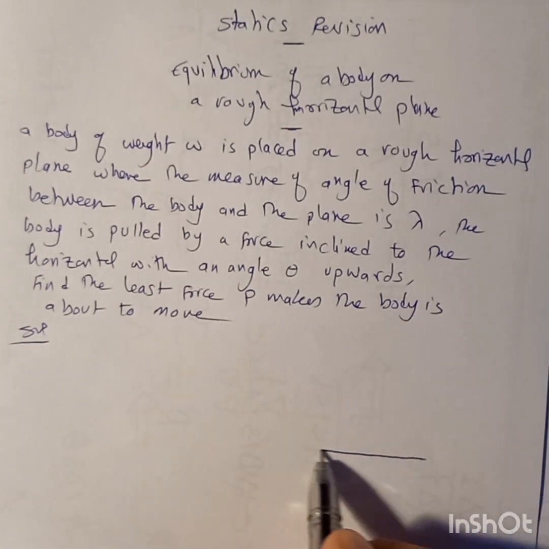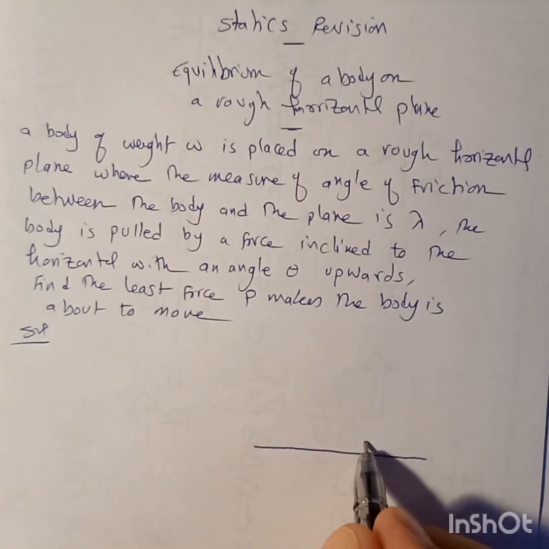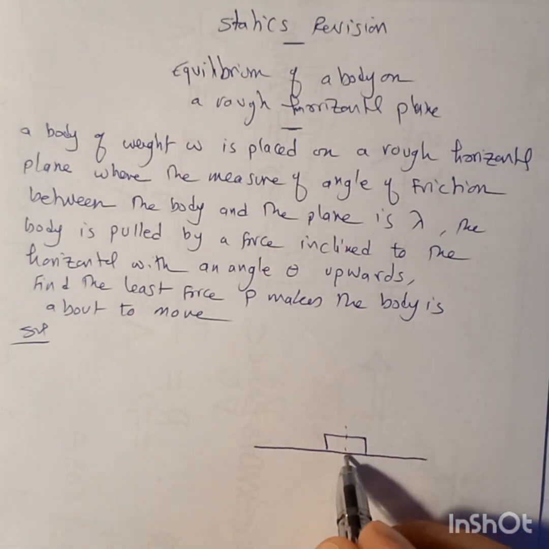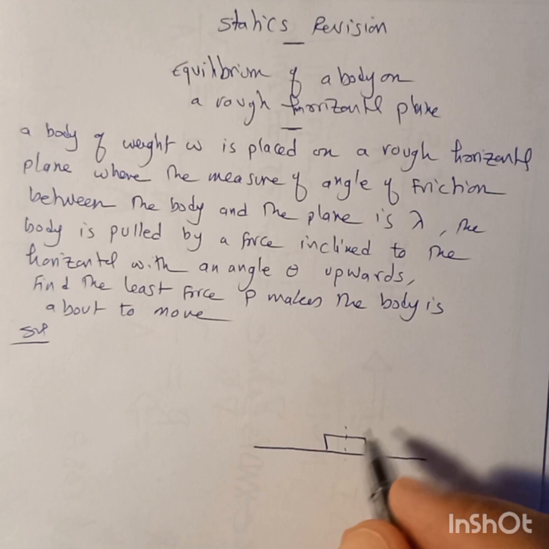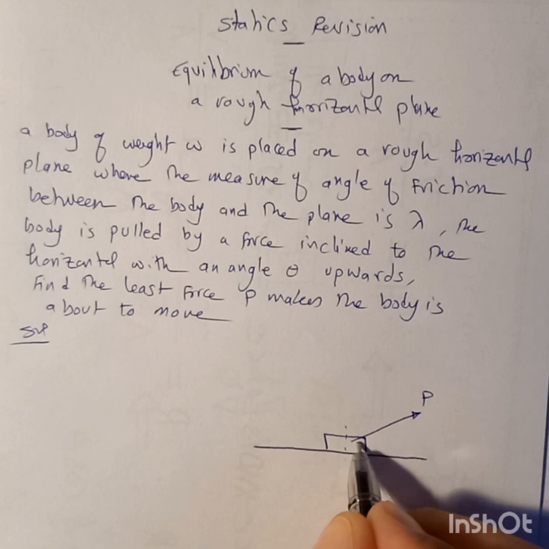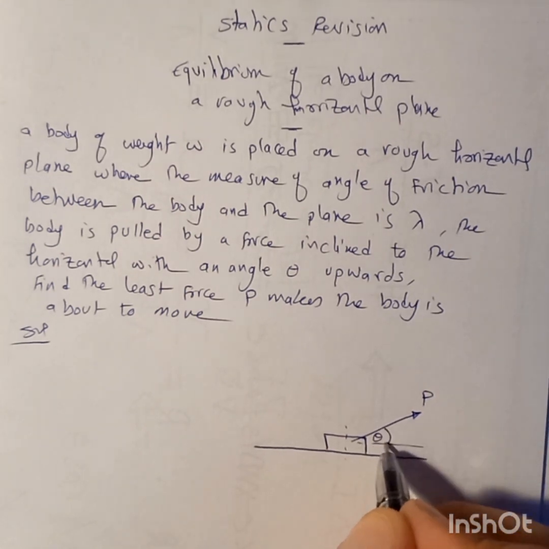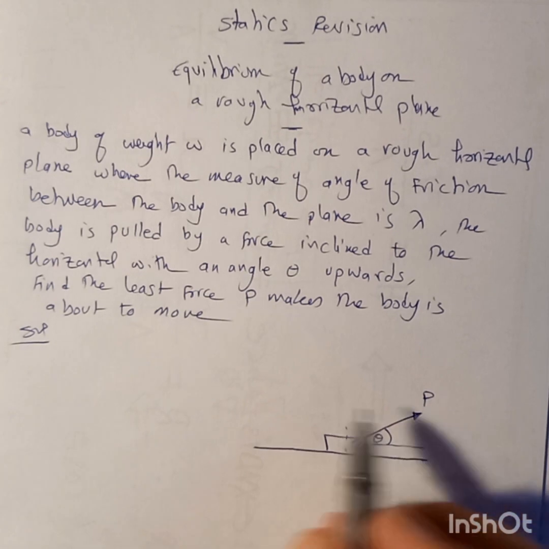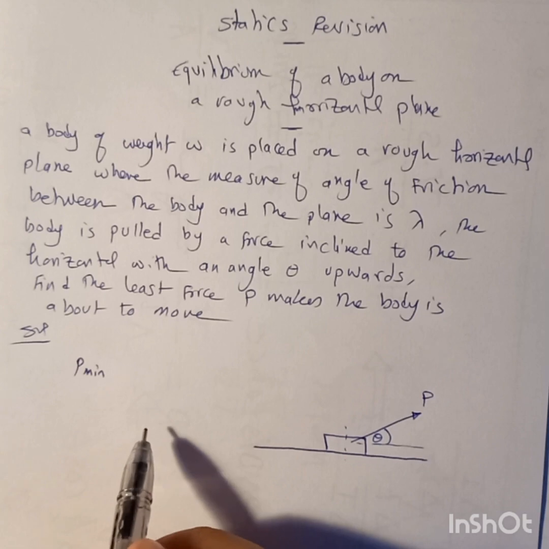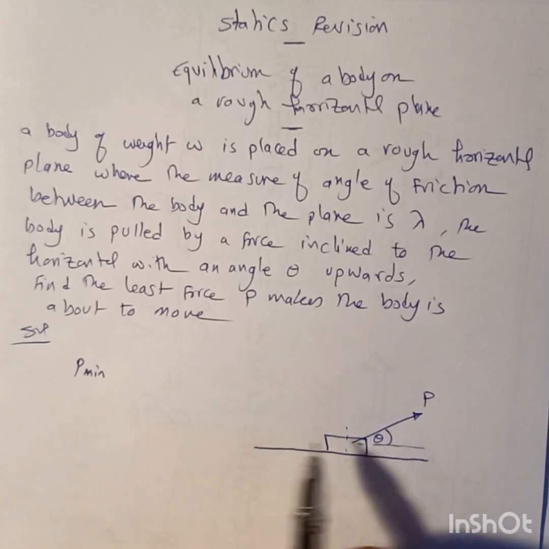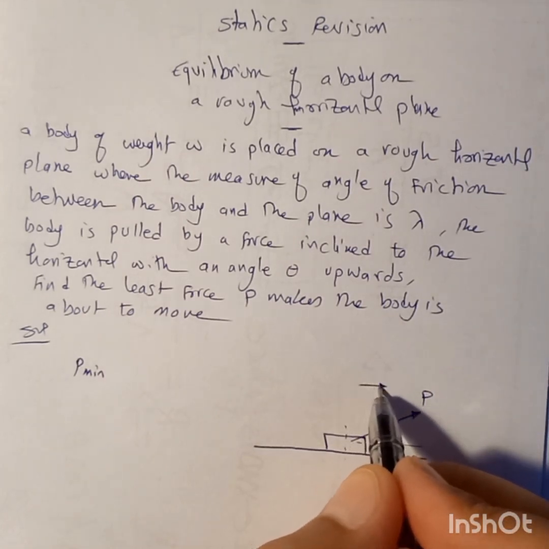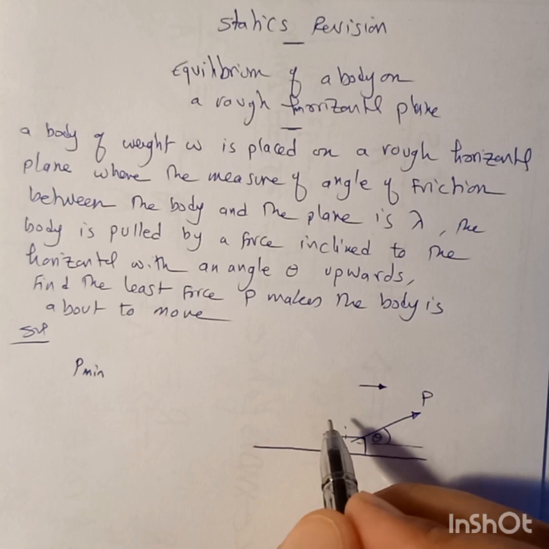Here we have to sketch this problem. We have this rough horizontal plane and we have this body placed on this plane, and we have an external acting force P inclined to the horizontal with an angle of measure theta upwards like this. It's required to find P minimum as the body is about to move. Here we have an equilibrium situation as the body is about to move, and the direction of expected motion is in the direction of the acting force P, in this direction.